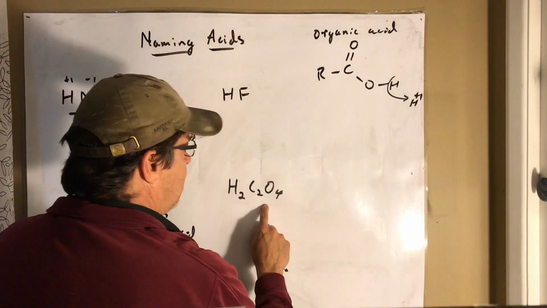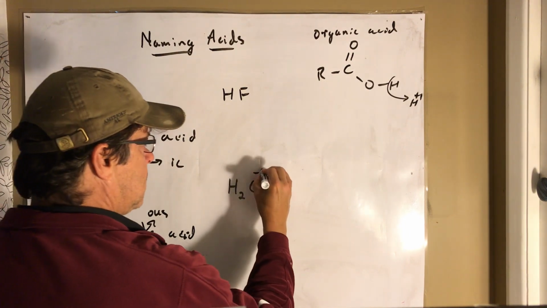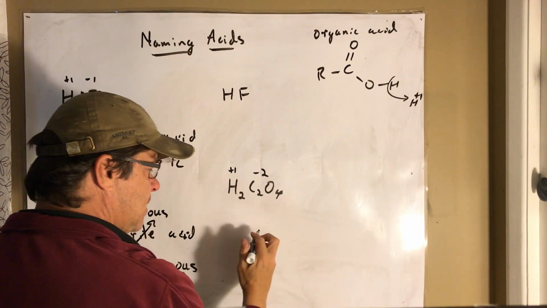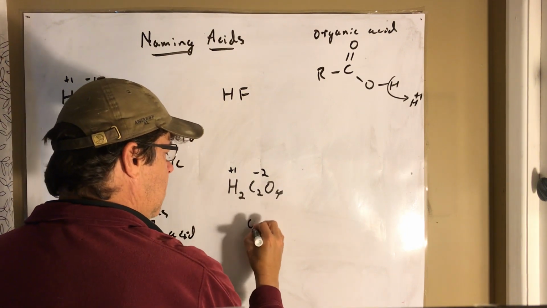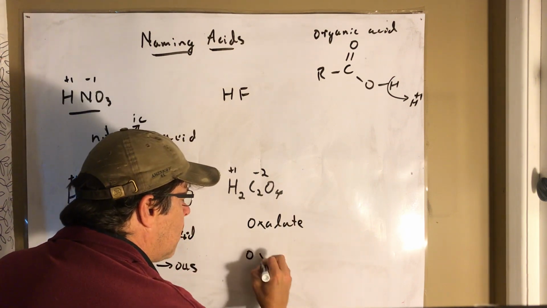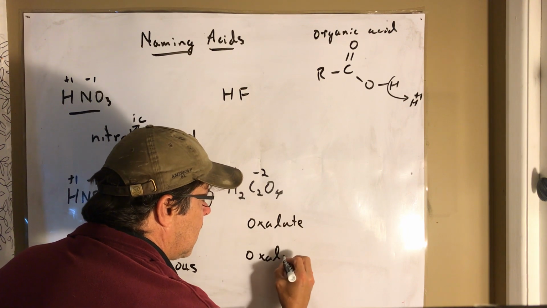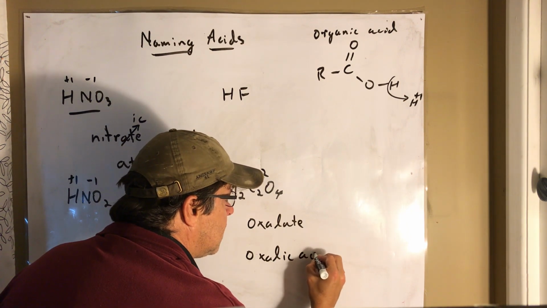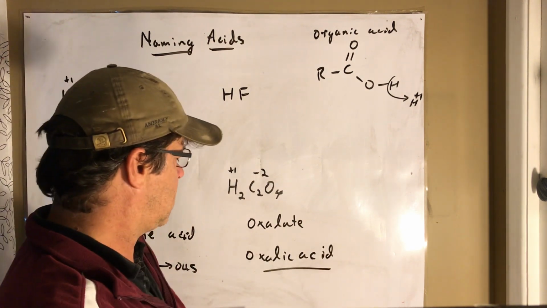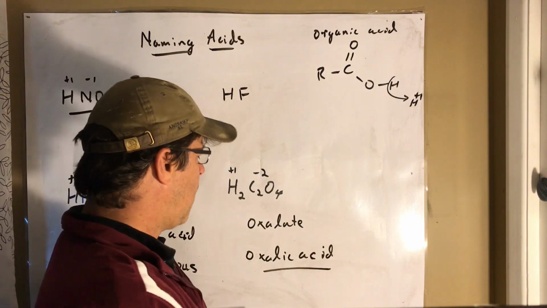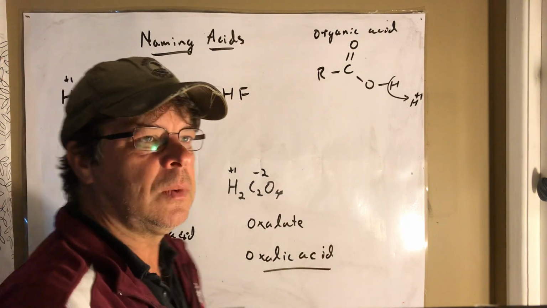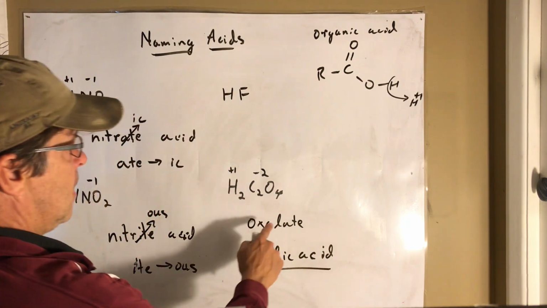So how about this one? Do you recognize that C2O4 minus 2? And there's 2 hydrogen ions here. This is called oxalate. The ate turns into ic. This would be called oxalic acid. I know the oxalate ion, calcium oxalate makes up kidney stones, but I'm not sure where you come across that acid. Anyhow, that's a polyatomic ion.